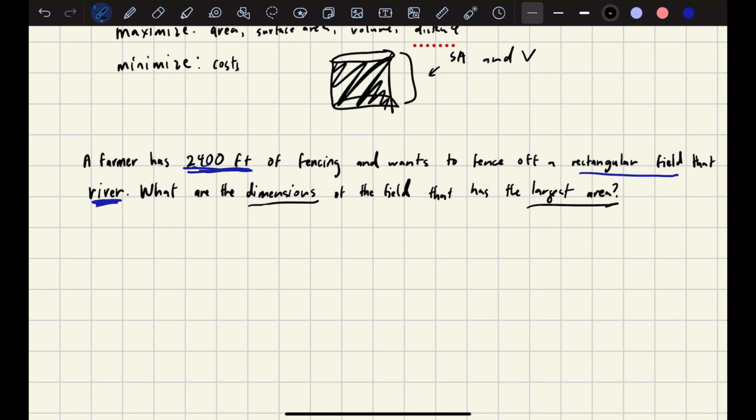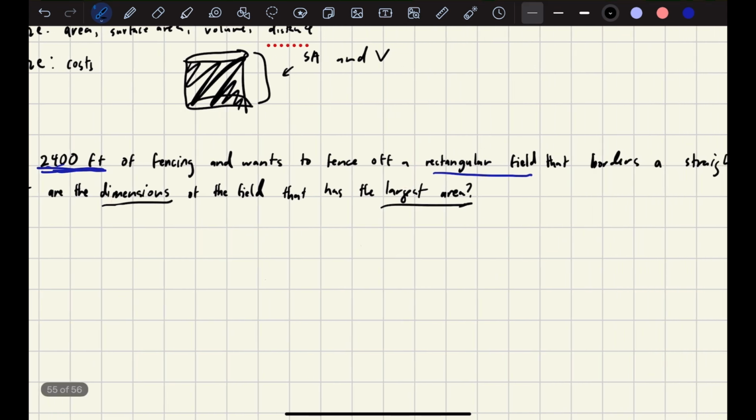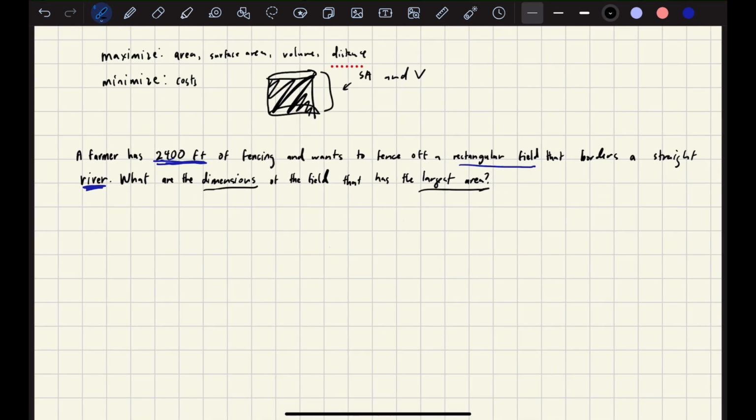Down here, our simple problem is: a farmer has 2,400 feet of fencing and wants to fence off a rectangular field that borders a straight river. What are the dimensions of the field that has the largest area? I got this question from Coins Math. Typically when you see a problem like this, it's really easy to get caught up in the details, so I would like you to follow a step-by-step guide.